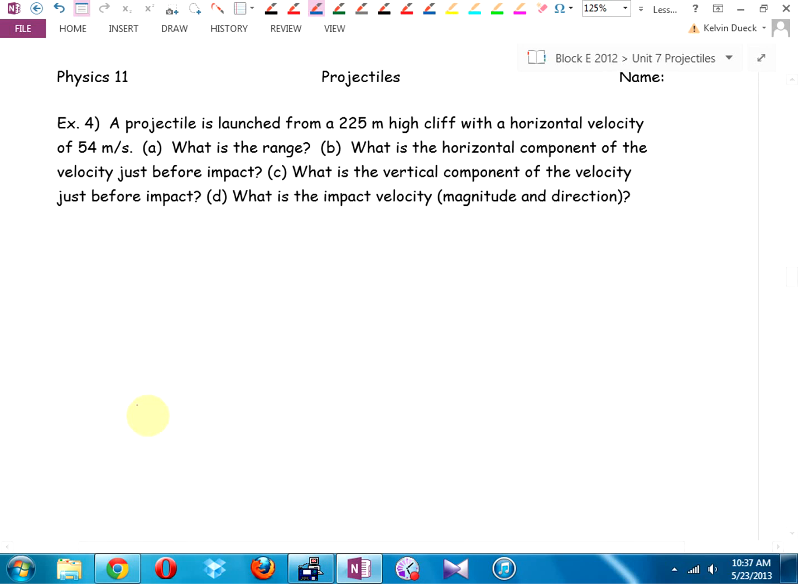Example 4. A projectile is launched from a 225-meter high cliff with a horizontal velocity of 54 meters per second. A says, what's the range? We've done that. B says, what's the horizontal component of the velocity just before impact? I know after impact it's all 0 because it comes to a stop, but just before impact. C says, what's the vertical component just before impact? And then D says, what's the impact velocity, magnitude and direction? Ooh, this is good vector stuff.